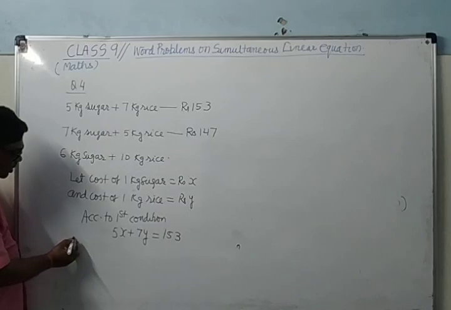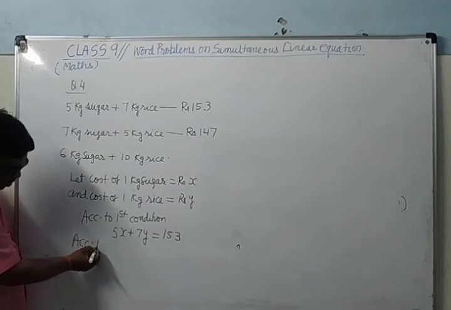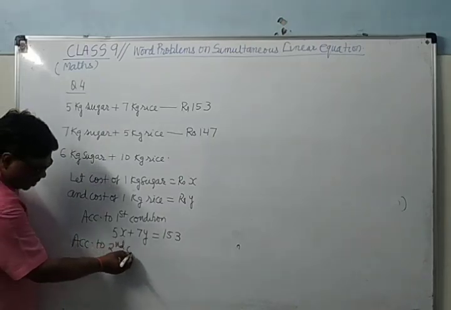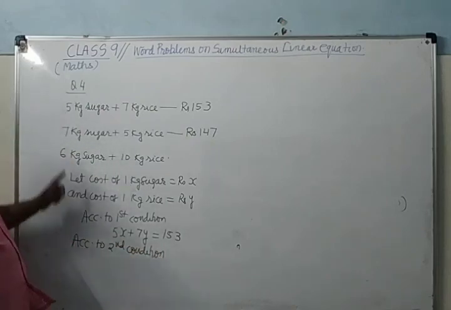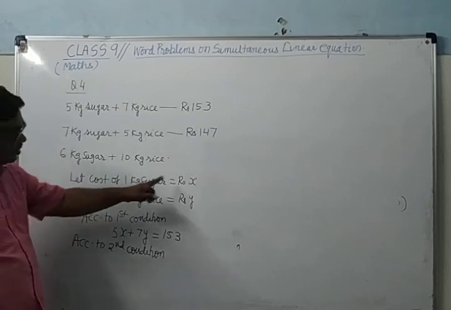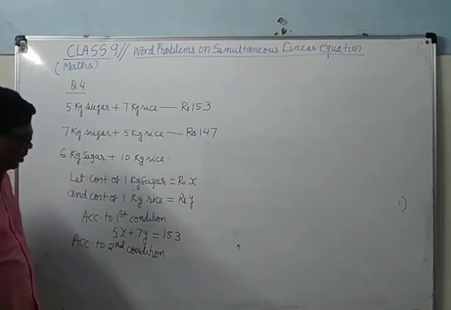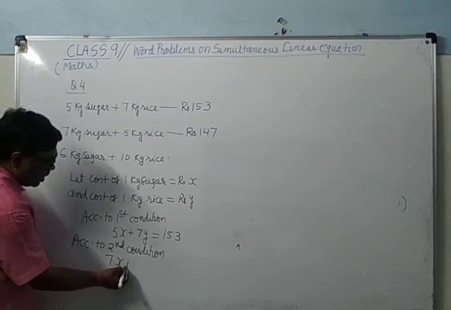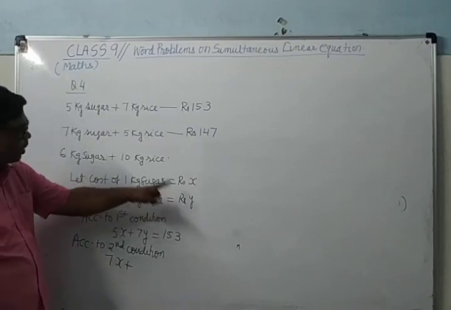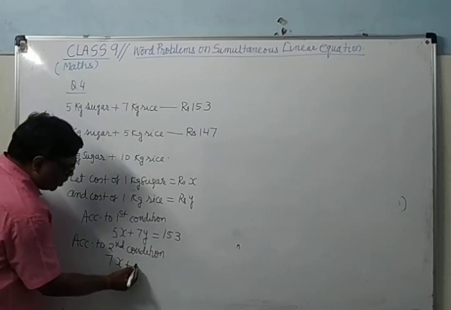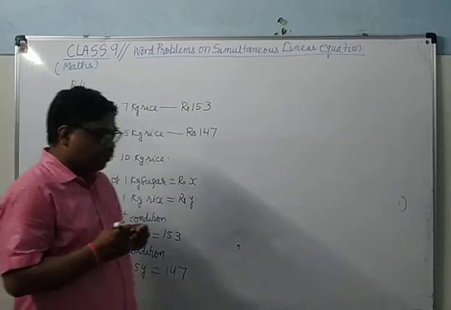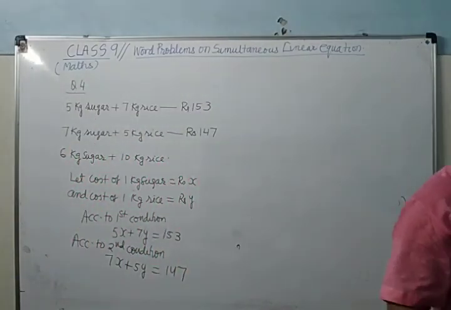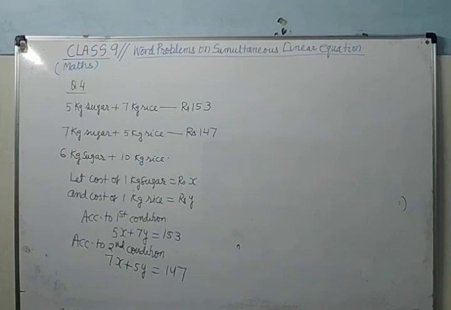Now according to the second condition, the cost of 1 kg sugar is rupees x, so 7 kg will be 7x, and 1 kg rice is rupees y, so 5 kg rice is 5y. This is given as 147. Now we will solve these equations simultaneously by eliminating the coefficients.